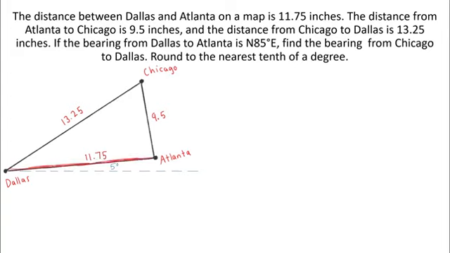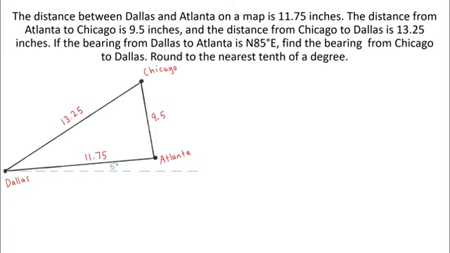Here's the distance between Dallas and Atlanta at 11.75 inches. Here's the distance between Atlanta and Chicago at 9.5. And here's the distance between Dallas and Chicago at 13.25. We also know that the bearing from Dallas to Atlanta is north 85 degrees east.